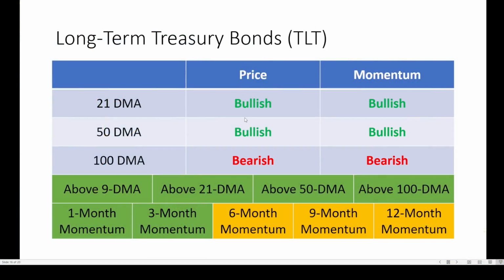Take a look at TLT, of course, Bond King's favorite. No change in price momentum. But look at that, above all the moving averages, 9, 21, 50, 100. 1 and 3 month momentum turned green. So it's going to be a little while for the 6, 9, 12, but they are negative and rising.